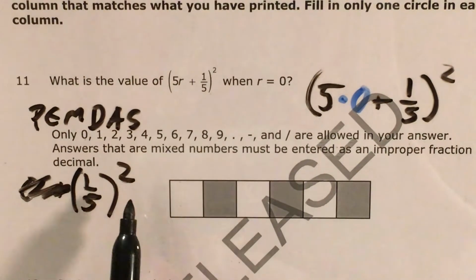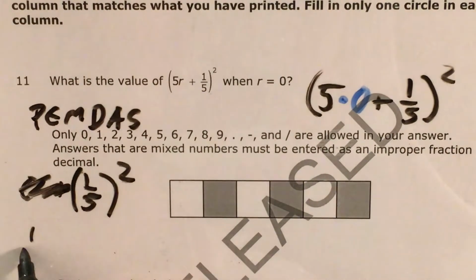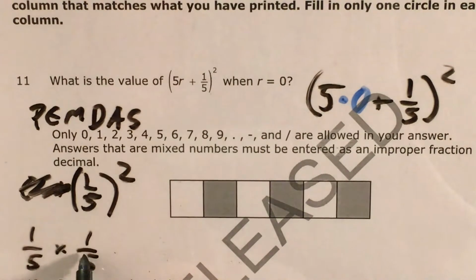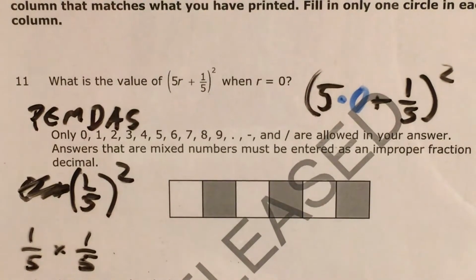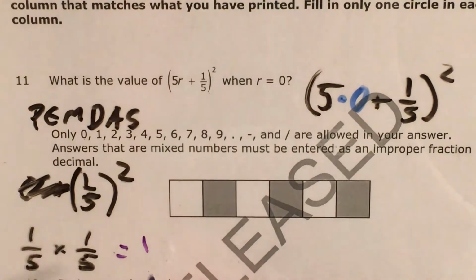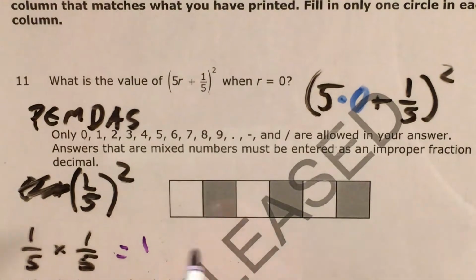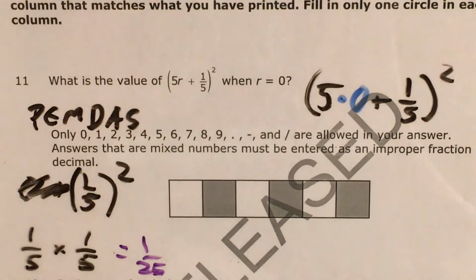So I see 1/5 squared, and I'm going to write that as 1/5 times 1/5. And now that I've written it this way, all this boils down to is a simple multiplying fractions problem, where I multiply across my numerators, 1 times 1 equals 1, multiply across my denominators, 5 times 5 equals 25, and my answer is 1/25.